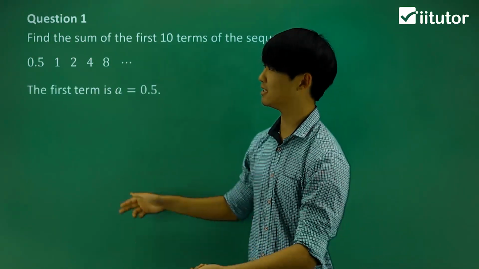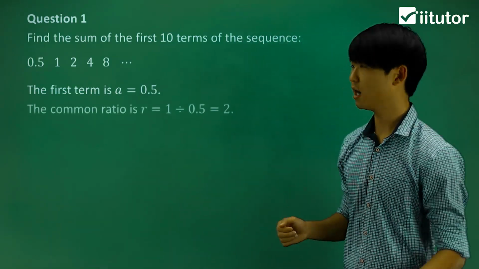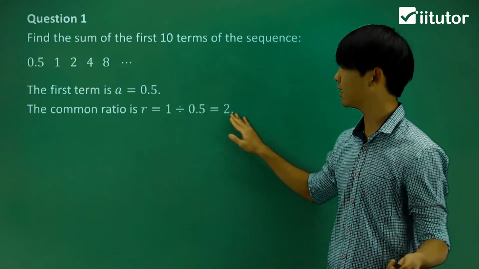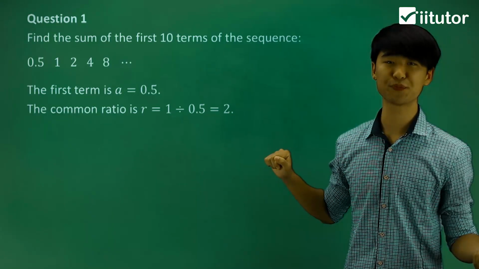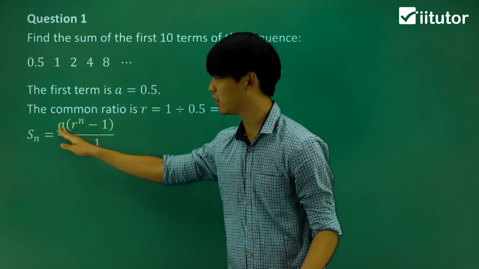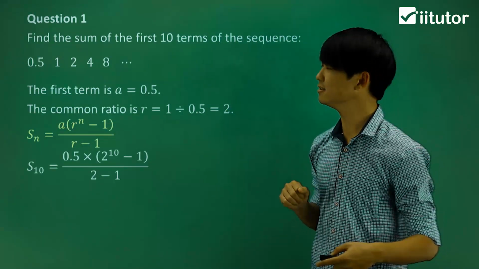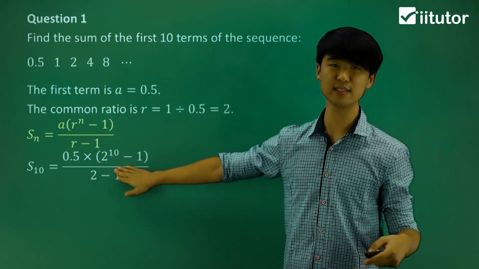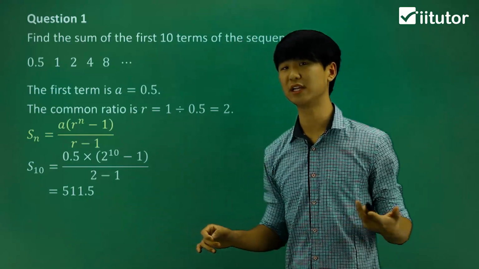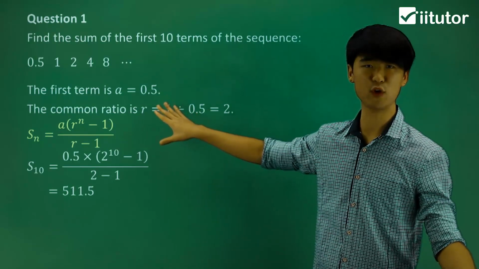The first term is the easiest thing. We'll just look at the first number there, and a equals 0.5. Now the common ratio: if I just divide the second term by the first term, I get my common ratio is equal to 2. From there, let's substitute all this information into my sum formula. I know what a is, r, and n is. So sub all my numbers in, and if I calculate this, that'll be my answer. The sum of the first 10 terms will be 511.5. So that was just an easy question, just using my sum formula.